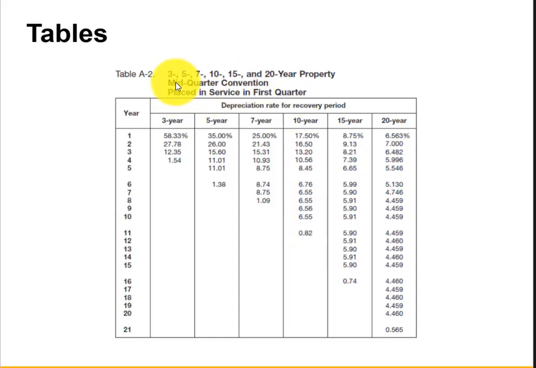Okay? Mid-quarter convention, placed in service in first quarter. There's another one placed in service in second quarter. All assets that you bought from January through March, you use this table. April, May, and June, you use placed in the second quarter. And the third quarter and fourth quarter. You see much more work only because they think you're trying to cheat because you bought too many assets.